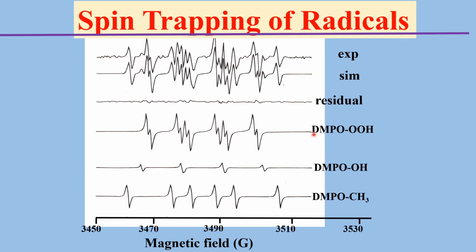And also, if a mixture of free radicals is formed, we can do spectral simulation. I have shown how the ESR spectra are simulated in my last video. Using spectral simulation, we are able to determine a mixture of free radicals formed from the experimental spectra.